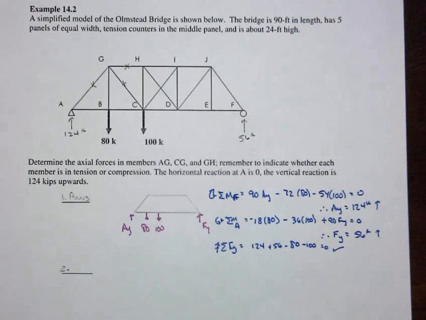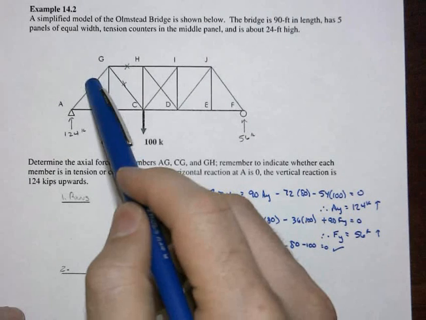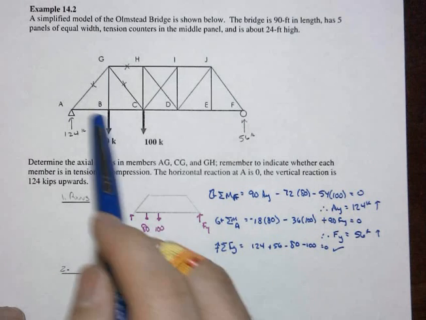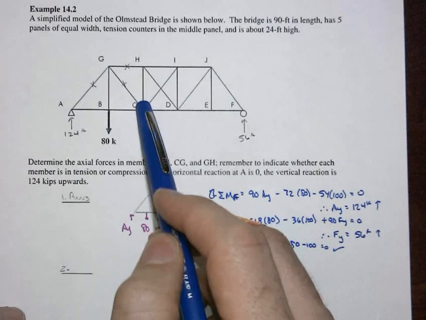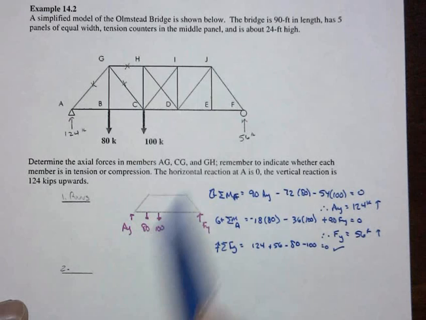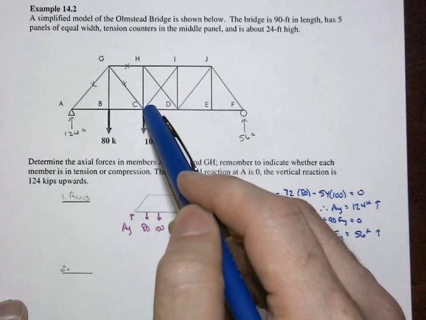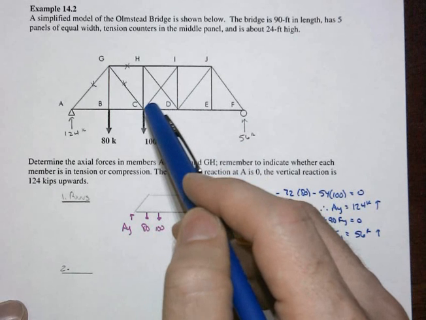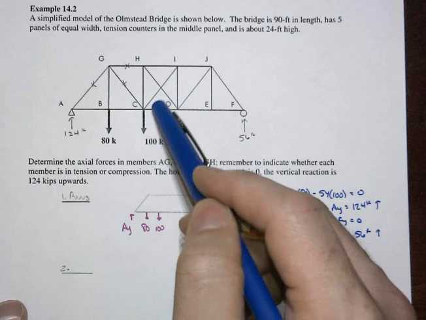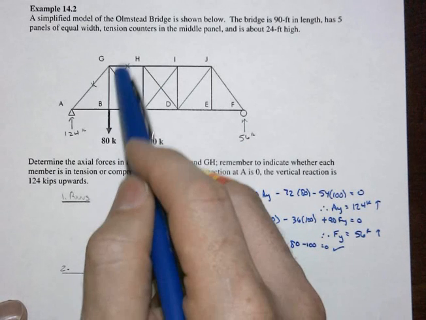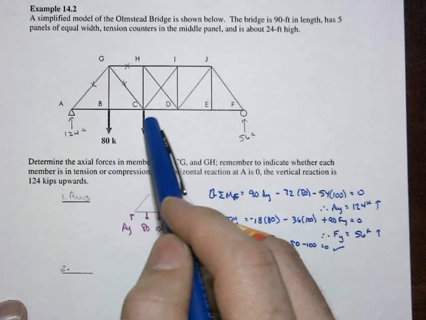In example 14.2, we are asked to find 3 different member forces, and only 3, in this truss bridge that has a tension counter in the middle panel. The tension counter business just means it's a member that can only handle tension. It's something that is usually addressed in a different lesson. Here, because the 3 members we want are not going to be influenced by the tension counter situation, I'm not going to get into those details.